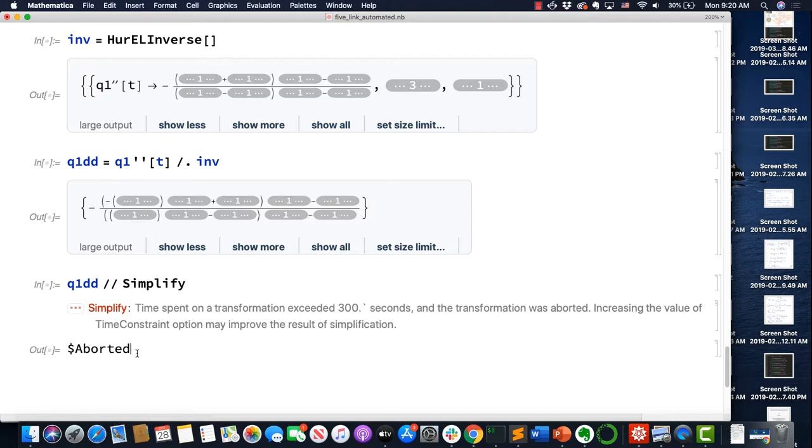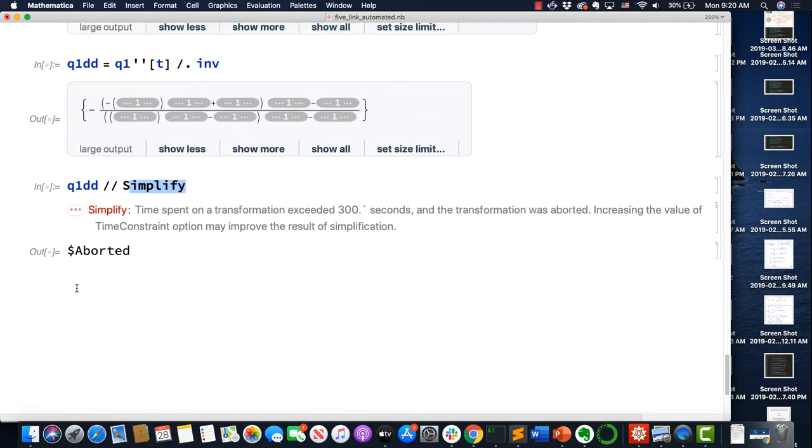And here you see aborted. The reason I aborted is I tried to simplify the Q1 double dot, and as you can see here, it spent more than 300 seconds and couldn't finish that simplification within that time. So if I want to proceed, I have to increase that time limit. So again, if the degrees of freedom becomes 5, it looks like 5 is not that complicated, but computationally, the equation of motion is very complicated.